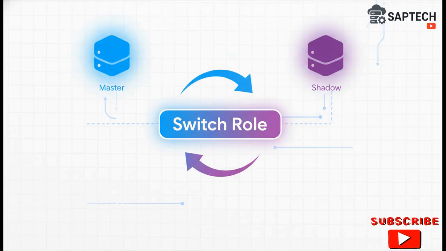And the process itself is honestly beautiful in how simple it is. There's literally just one button, switch role. You click it, and the magic happens. The passive shadow wakes up and becomes the new master. And the old master? It just gracefully steps back into the shadows, becoming the new shadow. Just like that. The roles are completely flipped.